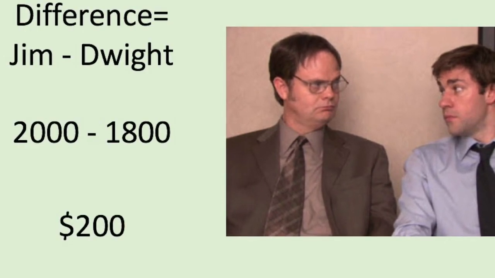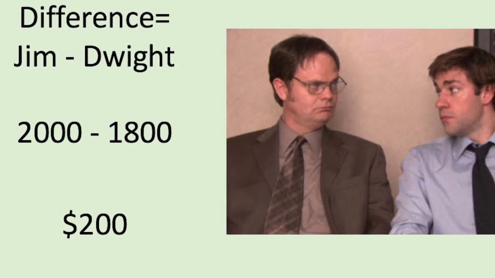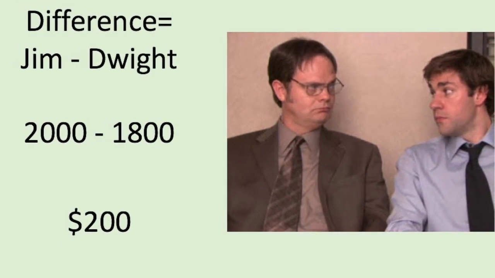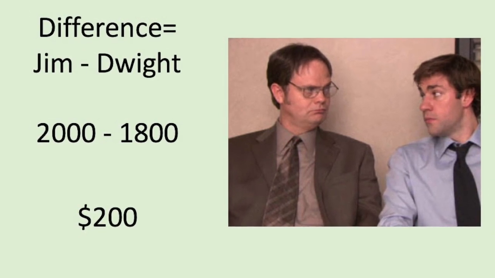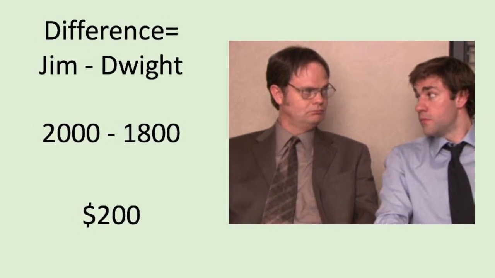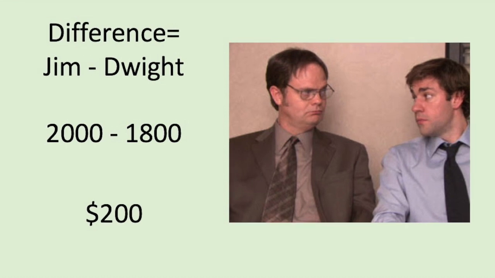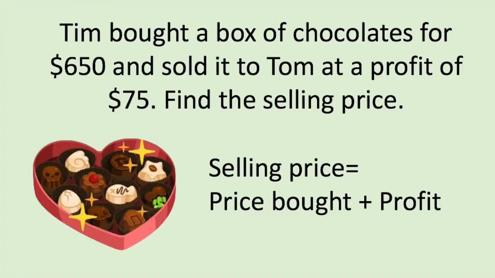We now need to compare Dwight and Jim's profits in order to determine how much more money Jim made than Dwight. To do so, we will subtract the two profits to find the difference, or how much more money Jim made. So we would subtract the $1,800 profit Dwight made from the $2,000 profit Jim made to find that Jim earned $200 more in profit than Dwight.